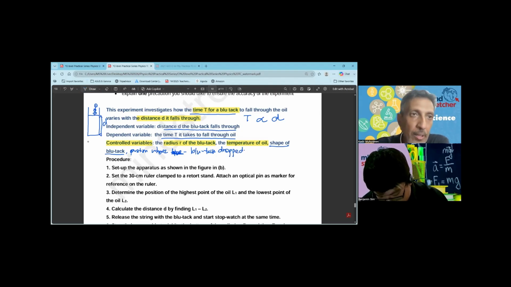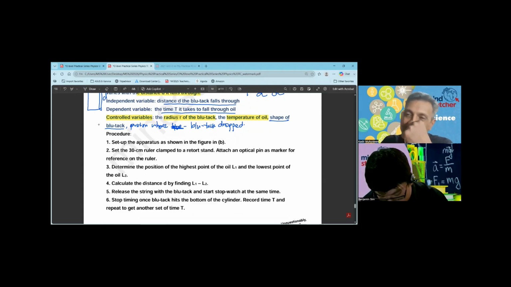Okay. Okay, look at that, guys. So basically, your steps are here. Set up the apparatus as shown. So in this case, there's already an apparatus. There's already a setup, right? So you can just repeat this line. If you have to follow the same apparatus, you can just follow this line. Okay, and then you can say set the 30 cm ruler, clamp to a retort stand. So basically, you use a 30 cm ruler, clamp to a retort stand with some marking.